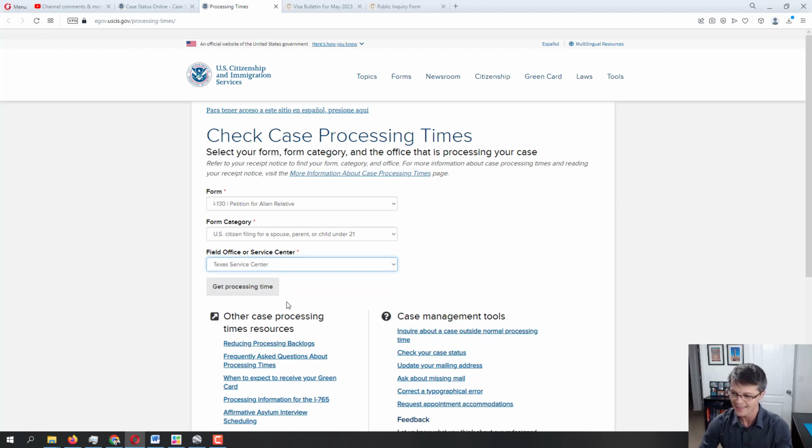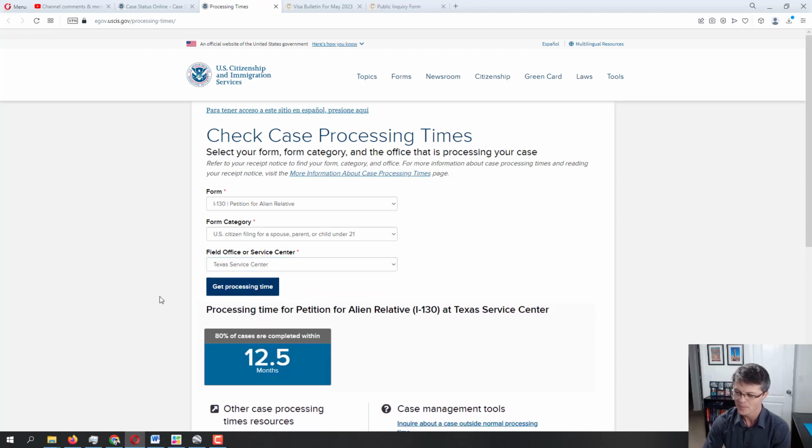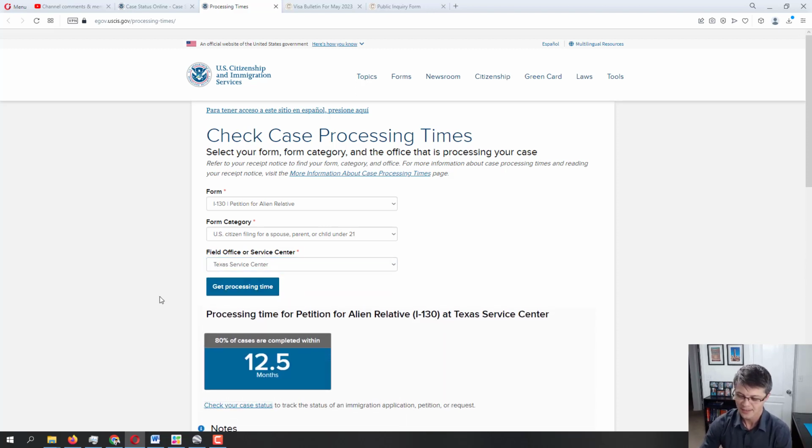But let's say it's Texas, get processing time, and there you go, sort of a rough estimate, about a year. A rough estimate because you can see it's 80% of cases that take a year, 12 and a half months, meaning that 20% of cases are processed either faster or slower.